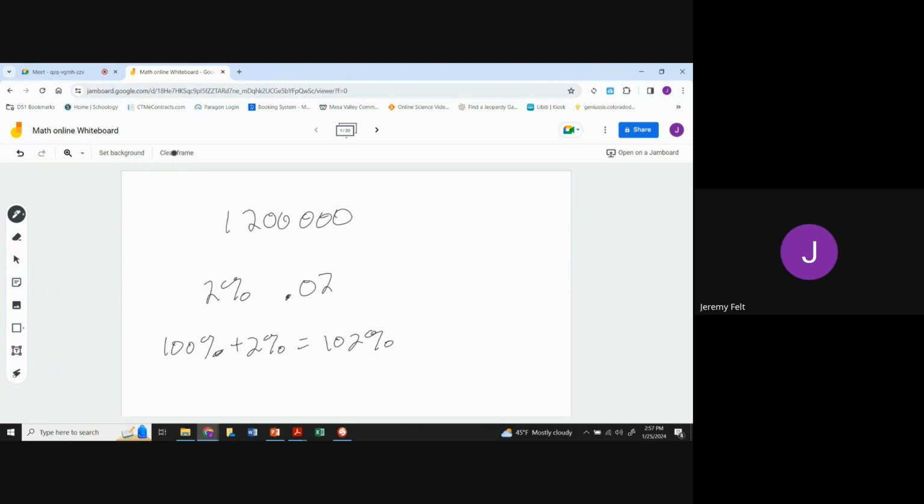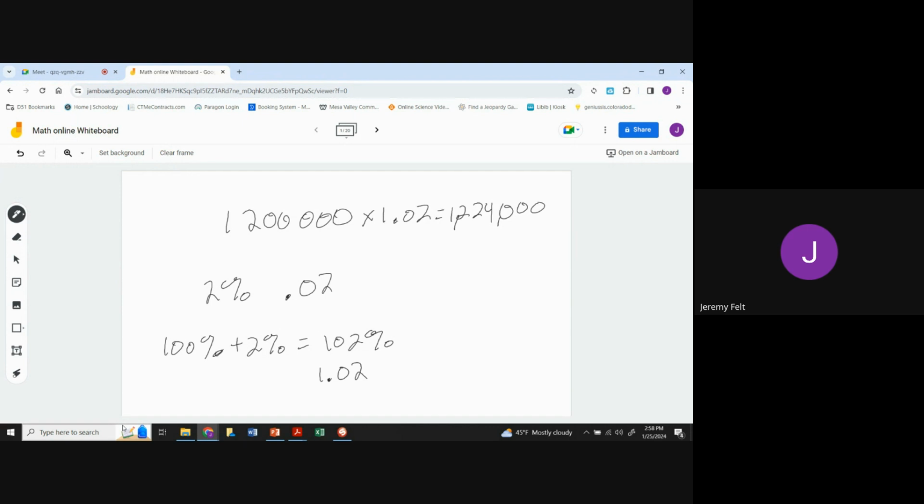If it keeps going up by 2% each year, we need to figure out 102% of that, or this is a decimal. So we add 1 to this, or think of it in terms of 102%, move the decimal. So this is what we want. So year 1, we're going to do 1.2 million times 1.02. And we get 1,224,000 is our new population.